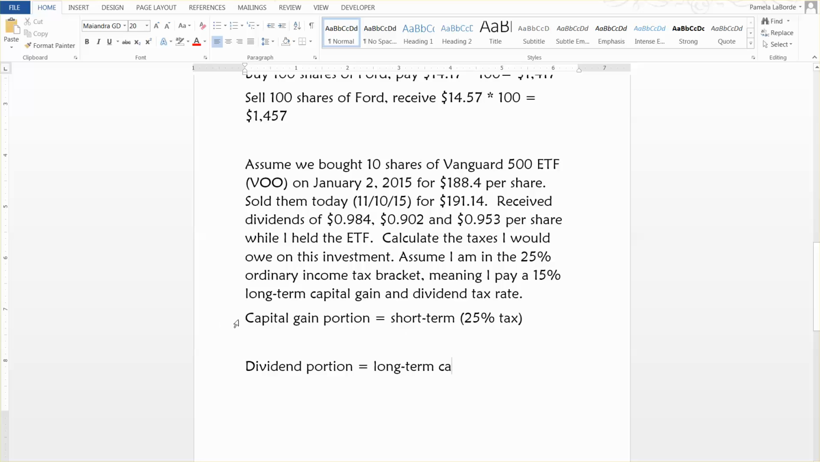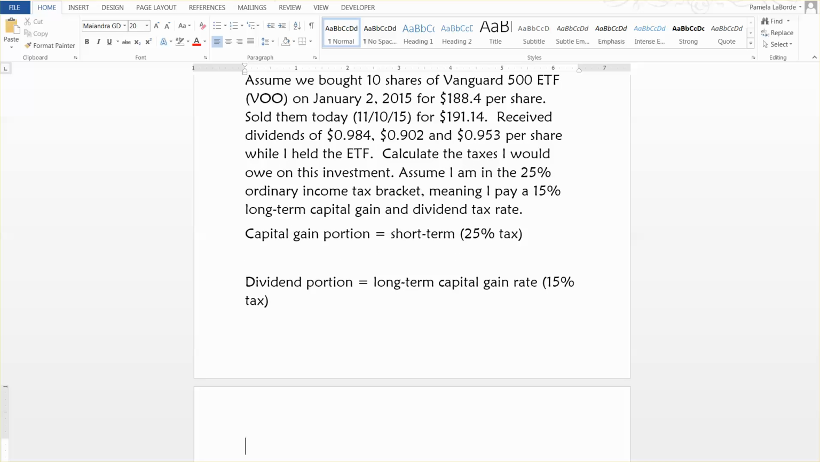So even though this was a capital gain, it is still being taxed at the 25% tax rate because it's a short-term capital gain. The dividends are taxed at the long-term capital gain rate of 15%. So, to do the math, I need to calculate my capital gain.